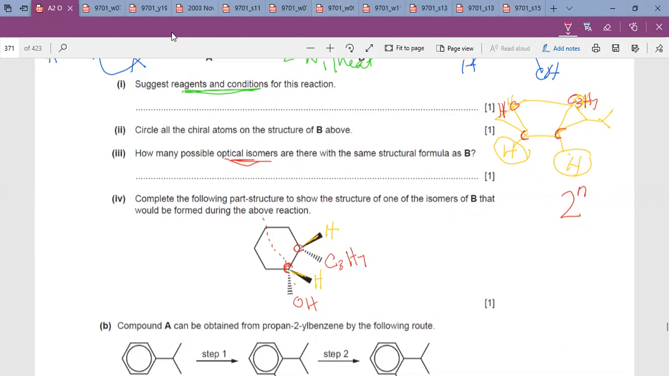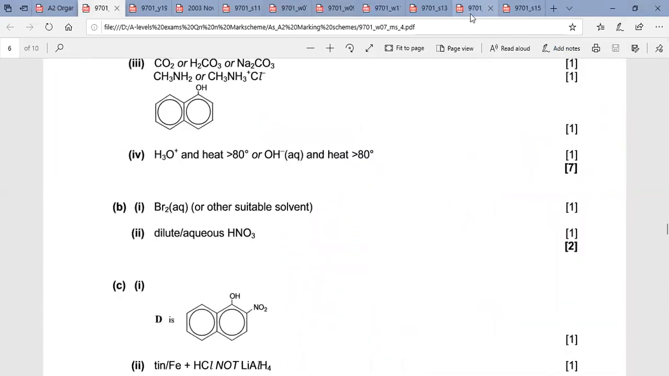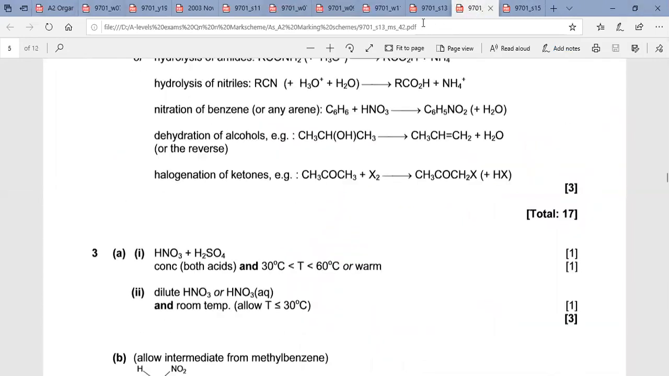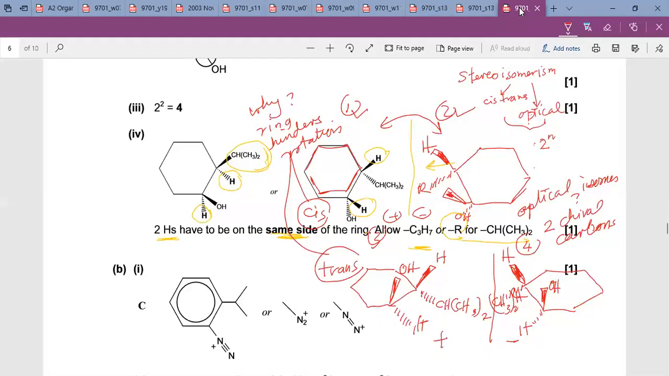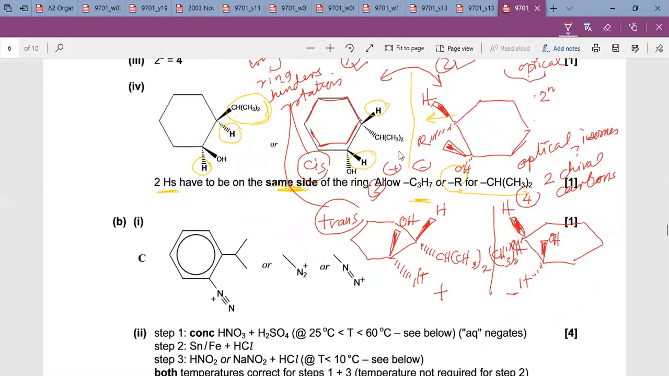Now, of course, in the marking scheme, where I make a mistake is this one. No, this one here. So here is okay. Right here, you can see that this is correct again. Remember this one here, and this one here. So this carbon and this carbon are both chiral, so it's okay.